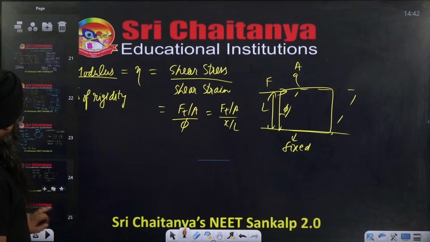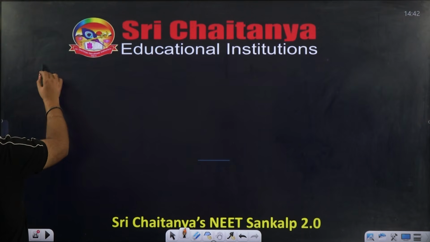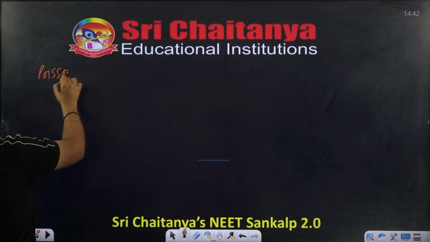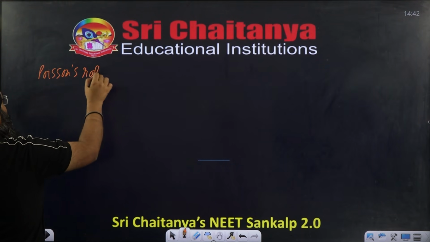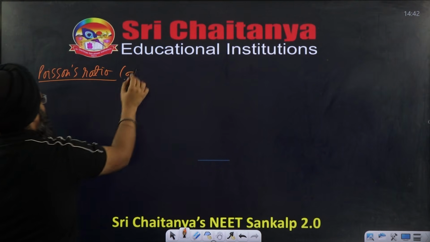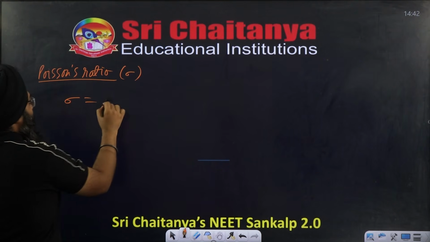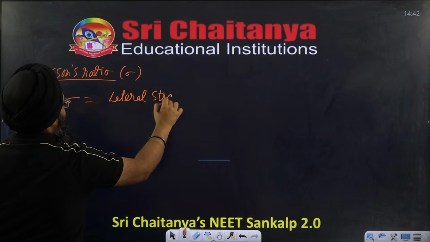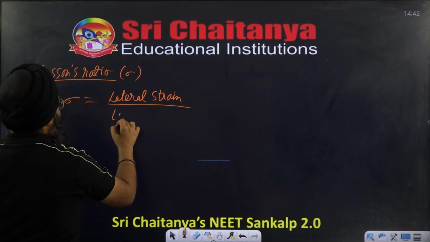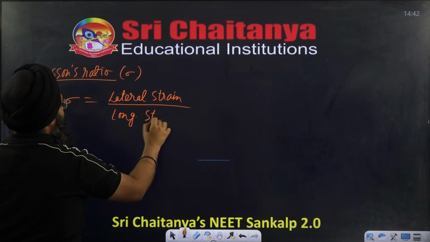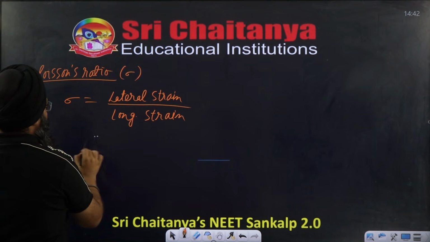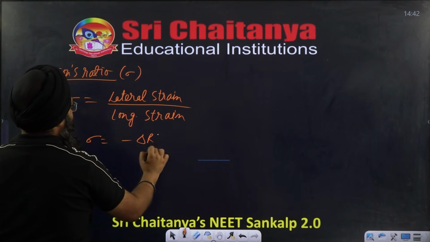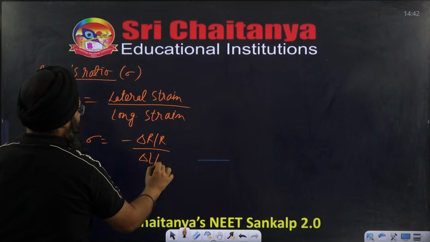One more thing let me discuss, that is the concept of Poisson's ratio. This also can sometimes be asked. Poisson's ratio is given by sigma. Sigma is lateral strain divided by longitudinal strain. It is basically minus of delta R by R divided by delta L by L.